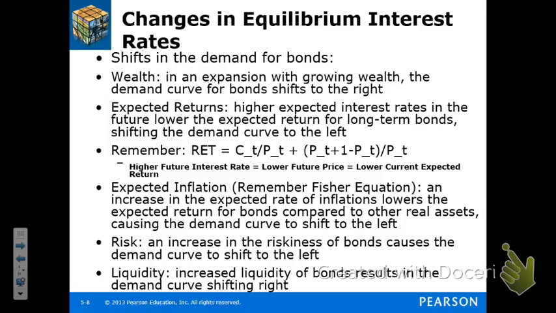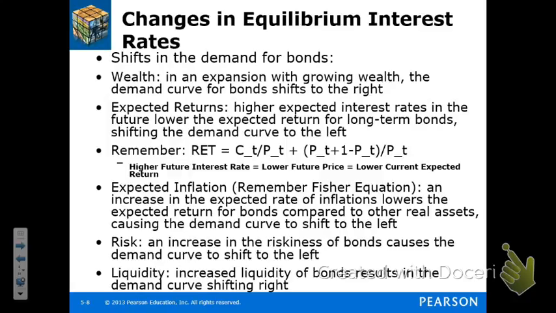Now let's spend a little bit of time trying to understand what happens to this market equilibrium whenever something on the demand side or on the supply side changes. What we are trying to understand is how the equilibrium interest rate changes, because we are now going to look at situations where either a demand side or a supply side change is going to change our market equilibrium.